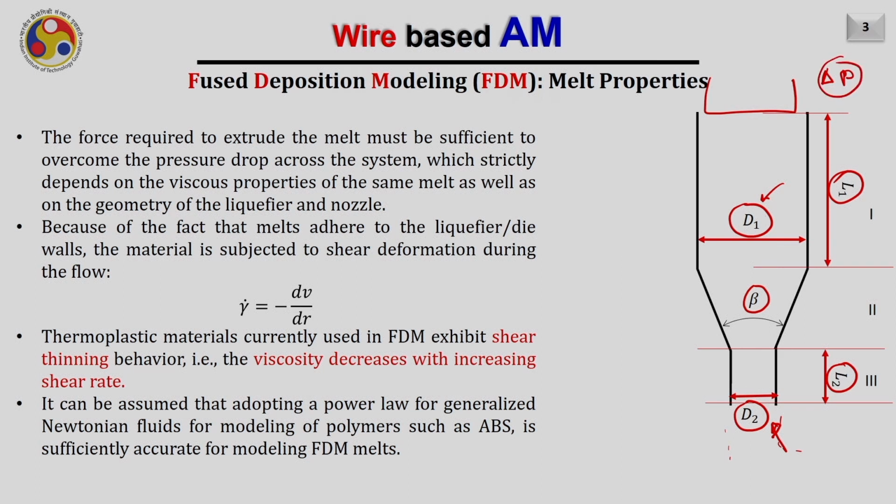Because of the fact that the melts adhere to the liquefier die's wall. So this is the wall of the die. Liquid metal will adhere to this, right? Because this particular layer will adhere like this. And of course, the molten material will be subjected to shear deformation during the flow, right? This layer will be stationary, assume, and the remaining material towards the center will shear out and flow towards the nozzle's opening. So the determination of this shear rate can be given by this formula.